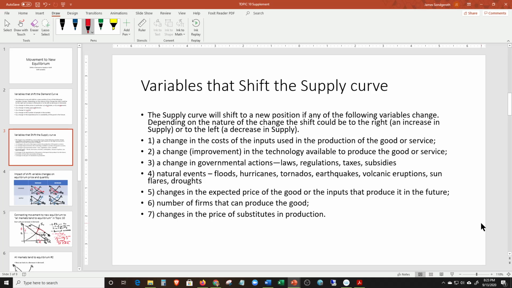Regulations increase cost, shifting it to the left. Laws, much the same.